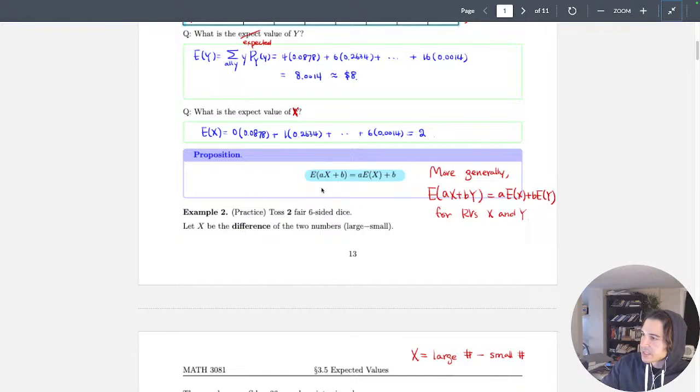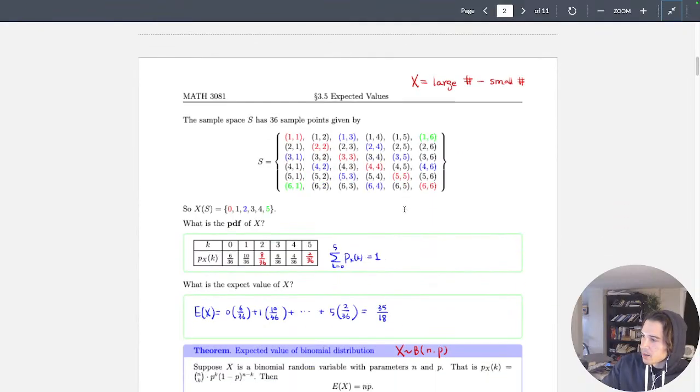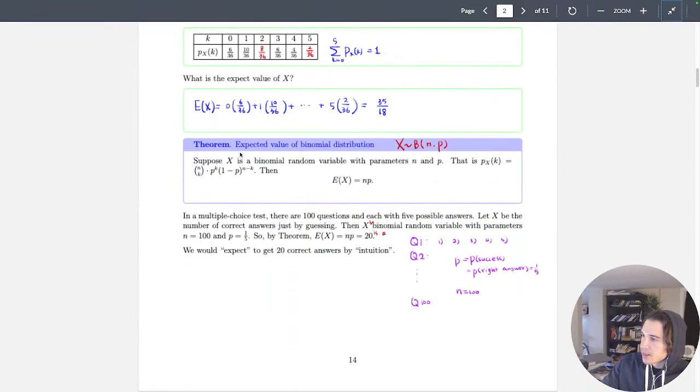Proposition: expected value of aX plus b equals a times the expected value of X plus b. More generally, expected value of aX plus bY equals a times the expected value of X plus b times the expected value of Y for random variables X and Y. Straightforward.